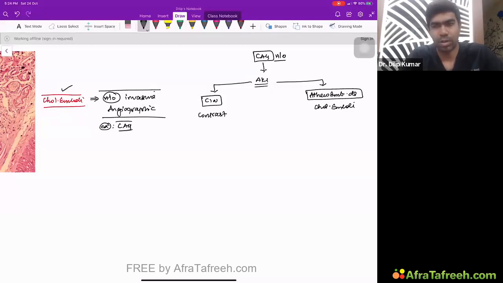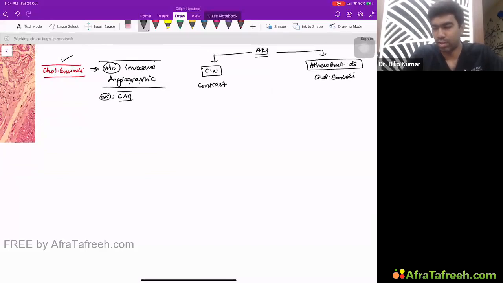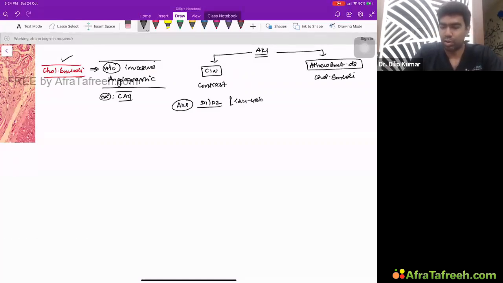So atheroembolic disease. How will you differentiate contrast-induced nephropathy versus atheroembolic disease? There are many ways to differentiate them, but typically in contrast nephropathy, the timing of the AKI is very, very important. Usually it will be on day 1, day 2. AKI that happens around day 1, day 2 is very typically a contrast nephropathy after a coronary angiogram, which means it happens within 24 to 48 hours post contrast.